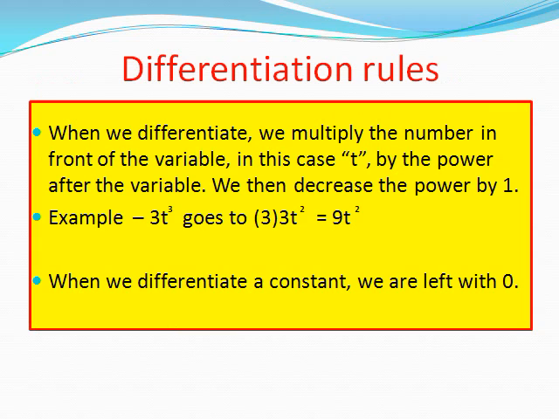And just a reminder of the basic differentiation rule. If you were to differentiate 3t to the power of 3, the 3 would come down to multiply by the 3, and the power 3 would be reduced by 1. So 3t to the power of 3 goes to 3 multiplied by 3 by t to the power of 2, which gives you 9t squared. And when we differentiate a constant, that's any number without a variable in it, such as 500, minus 2, a half. When we differentiate any of those numbers, we're left with 0.